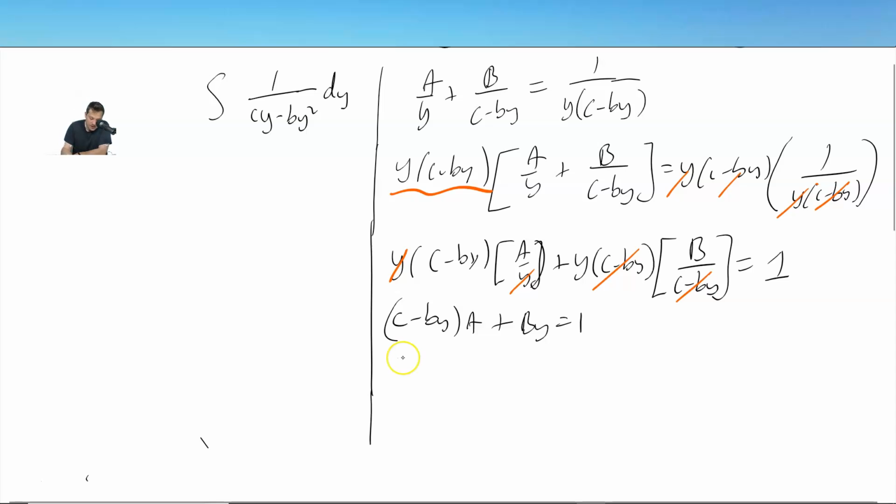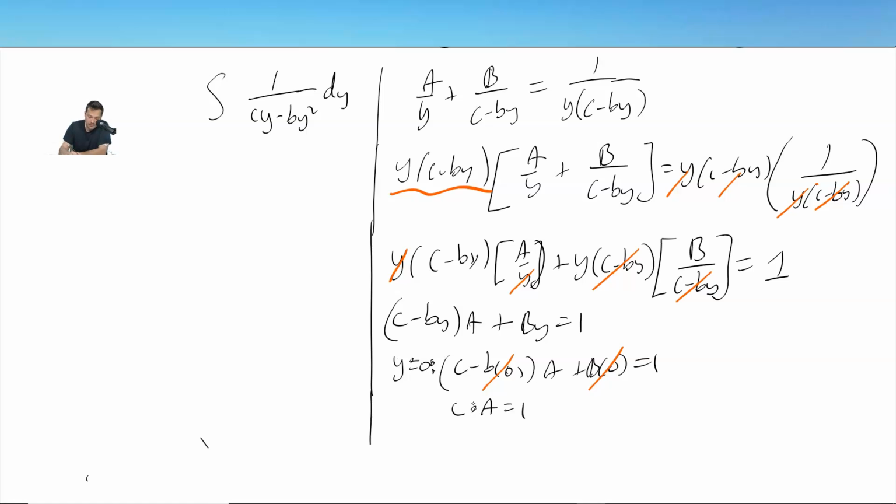So first, keep it simple. Set y equal to 0. The goal is to set these equal to values that will make one of the other ones disappear. So by setting y equal to 0, I end up with (c − b times 0) multiplying A plus B times 0 equals 1. Notice that, as I said, this vanishes. So that means we have c times A equal to 1 basically. Then you divide through by little c, so big A equals 1 over c.